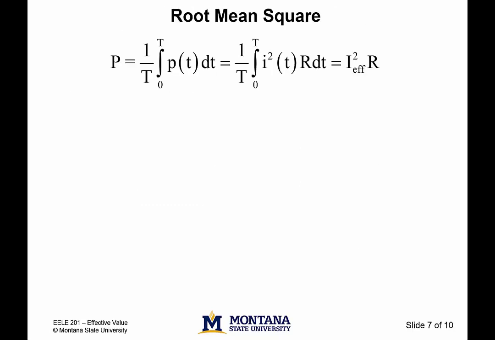Here again is the equation with which we left off. We can solve for I effective, leaving us with the following. How do we interpret this result?